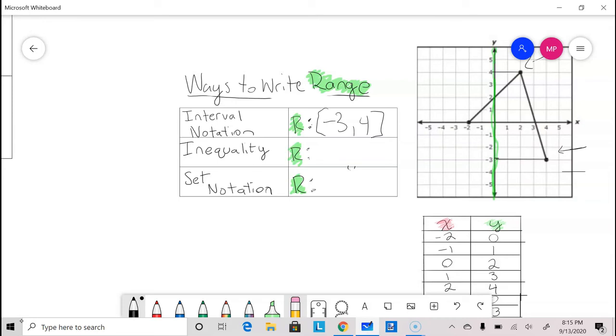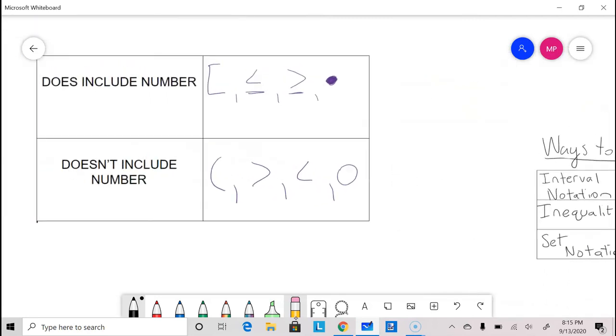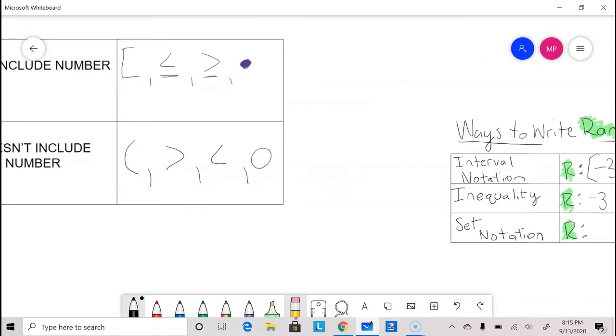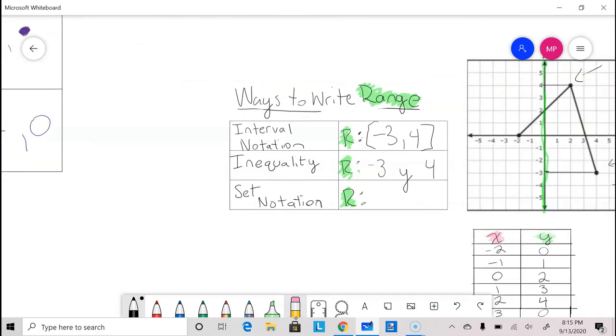So now we're going to talk about the inequality form. I'll rewrite our two numbers, those don't change. And since we're talking about range, we use the y. Now we need to double check whether we need to use the greater than or equal to, or less than or equal to. So with a filled dot or bracket, we need to use less than or equal to and greater than or equal to. And now remember, we need to make sure they face the right direction. So this reads y is greater than or equal to -3 and less than or equal to 4.